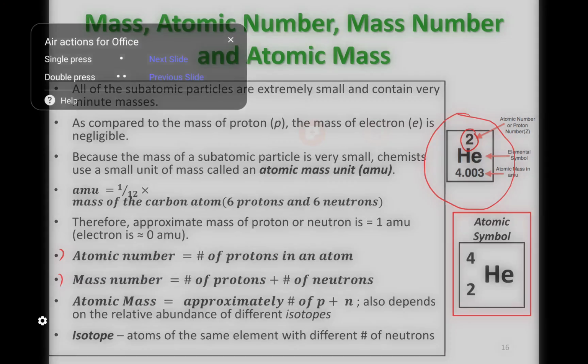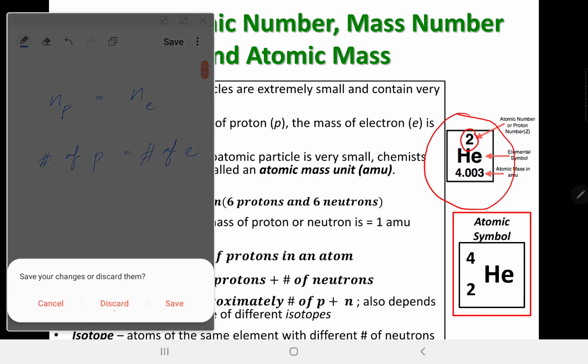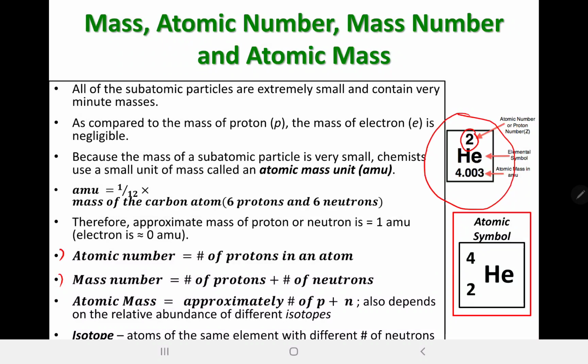So here's the thing. If we know the number of protons, which is basically equal to the atomic number, we know the number of electrons in an atom, right? Do we know it? Of course we know, because they are equal. The number of protons is equal to the number of electrons. So basically the atomic number gives you the number of protons and also the number of electrons, because they are equal. So that is atomic number.